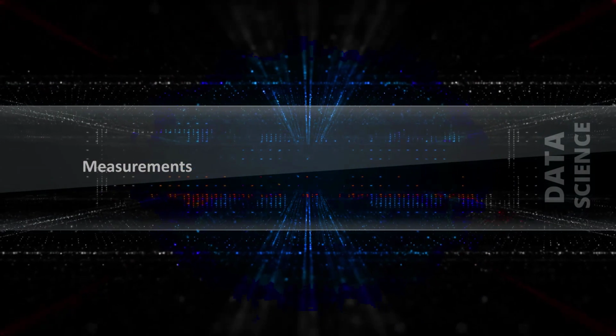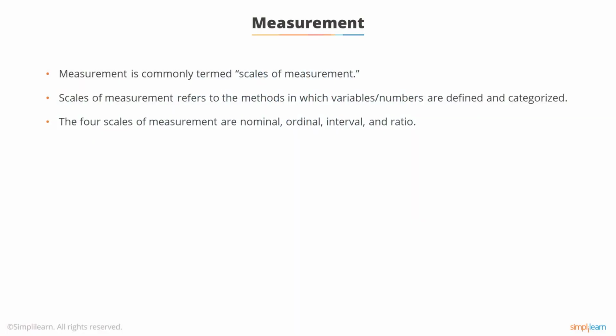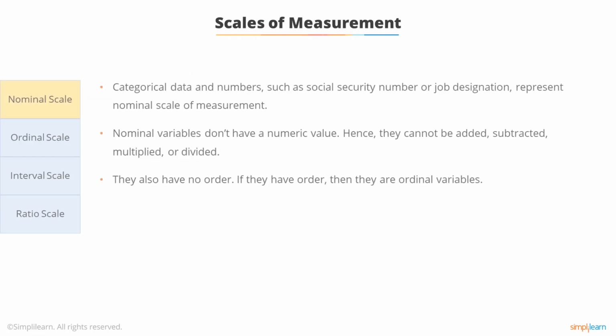Measurements are commonly termed scales of measurement. Scales of measurement refer to the method in which variables or numbers are defined and categorized. These four scales of measurement are nominal, ordinal, interval, and ratio. Let's go through these. A nominal scale: categorical data and numbers such as Social Security or job designation represent nominal scales of measurement.